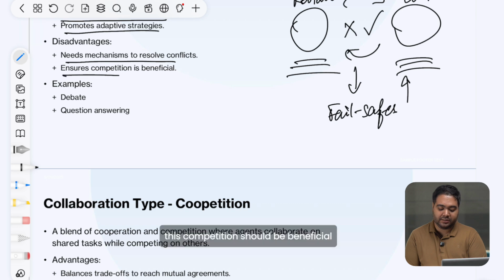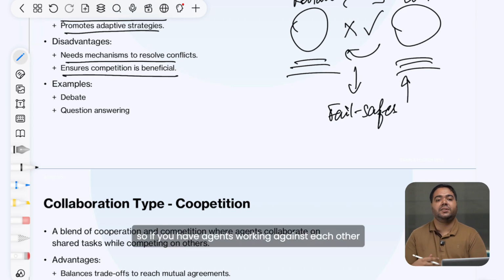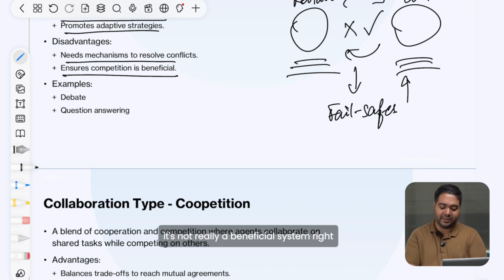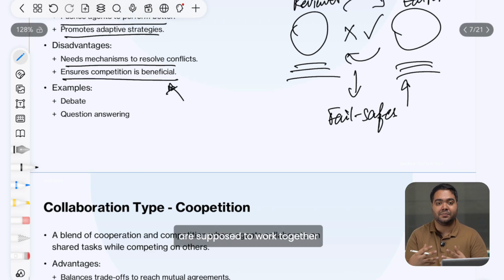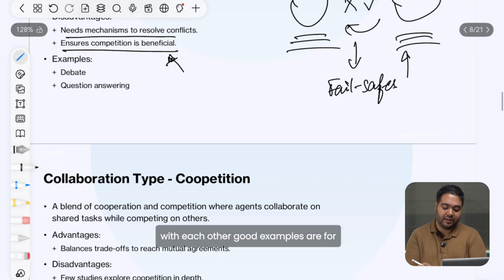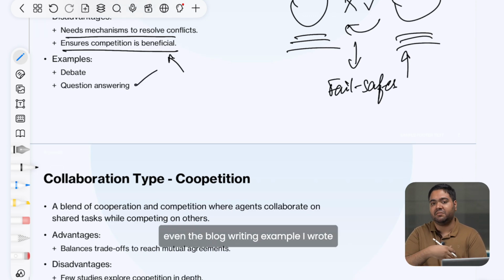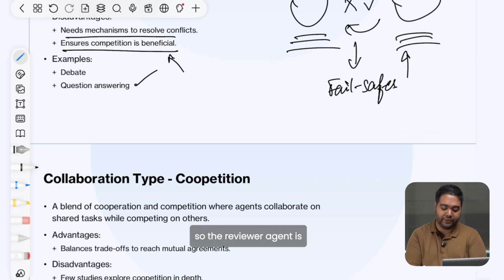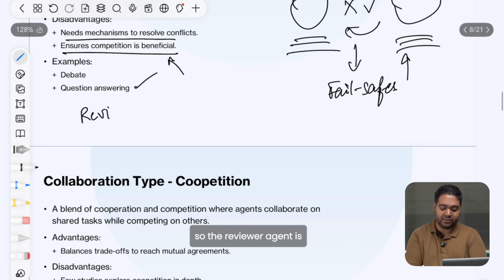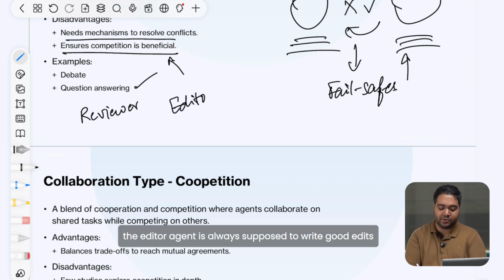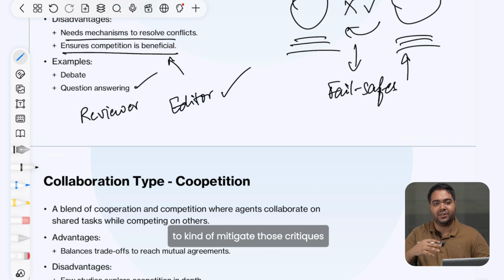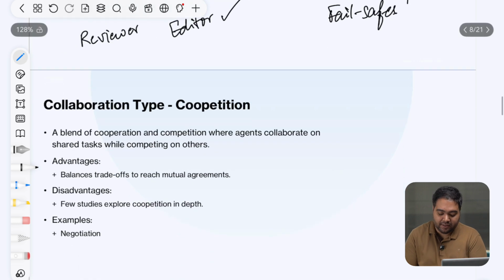Now, this competition should be beneficial. If you have agents working against each other for no reason at all, it's not really a beneficial system, right? So you need to think about how these agents are supposed to work together with each other. Good examples are debating, question answering, even the blog writing example I wrote. The reviewer agent is always supposed to give you critique. The editor agent is always supposed to write good edits to mitigate those critiques.